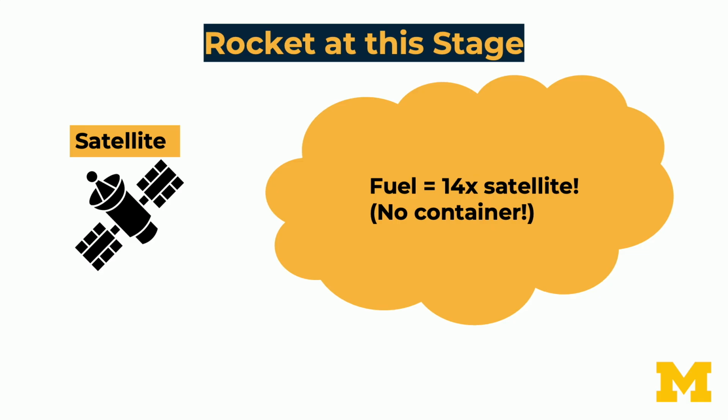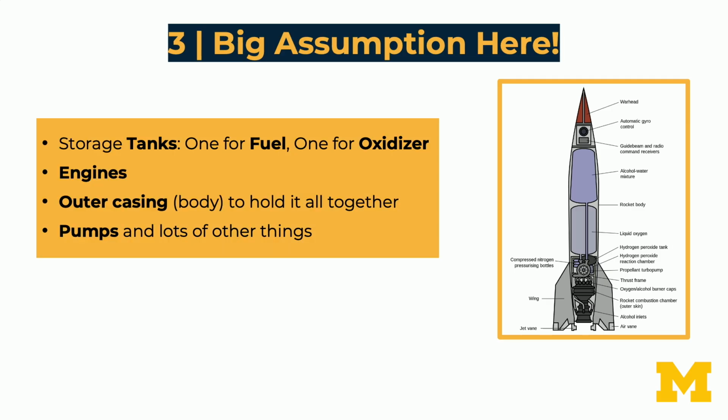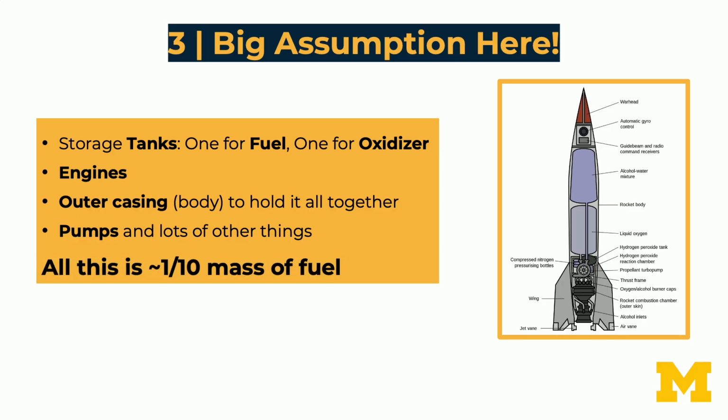And so we need to estimate how much infrastructure we need, like storage tanks and stuff, to actually store this fuel. For the infrastructure, we need storage tanks, one for the fuel, one for the oxidizer. We need engines. We need some sort of an outer casing to hold it all together. We need a lot of pumps and stuff like that. We're going to simplify all of that stuff. It's really hard to calculate all of this stuff.